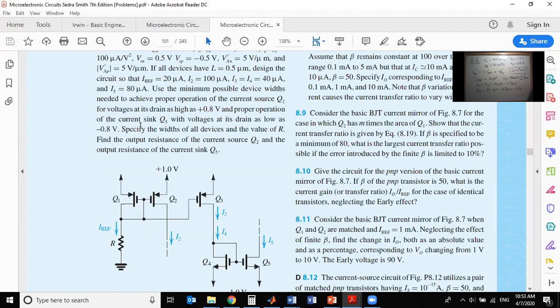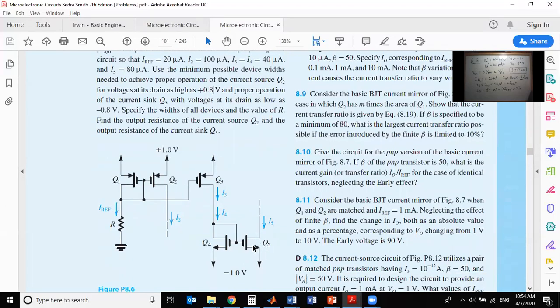And proper operation of the current sink Q5 with the voltage at its drain. So for Q2, the proper operation says the VD maximum is 0.8. For Q5, the VD minimum is minus 0.8. So for this transistor, VD minimum is minus 0.8. For this transistor, VD max is 0.8. And the question is to find the widths, W1, W2, W3, and so on, of all devices, and how much is the value of R, and also find the output resistance of the current source Q2. What's the output resistance of Q2?